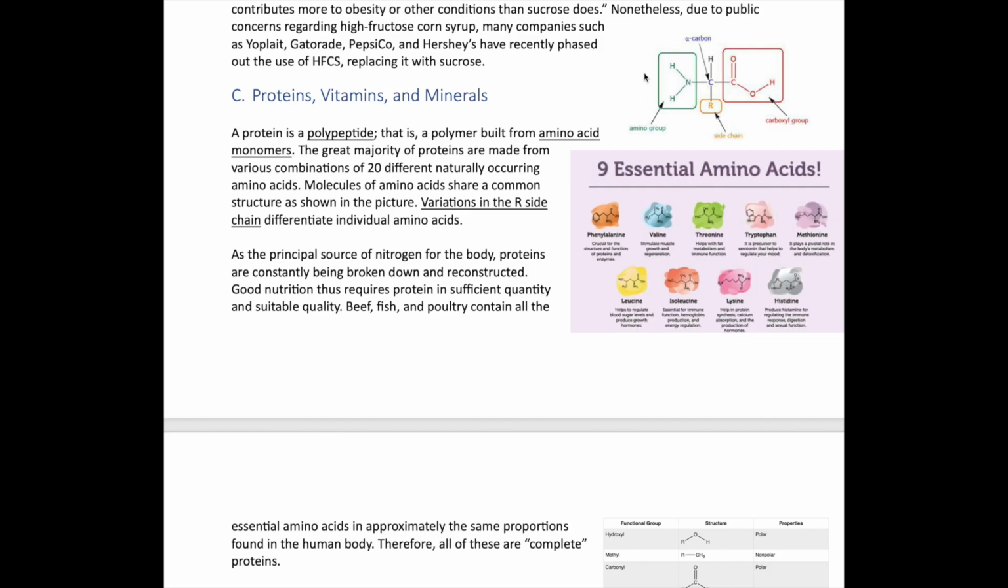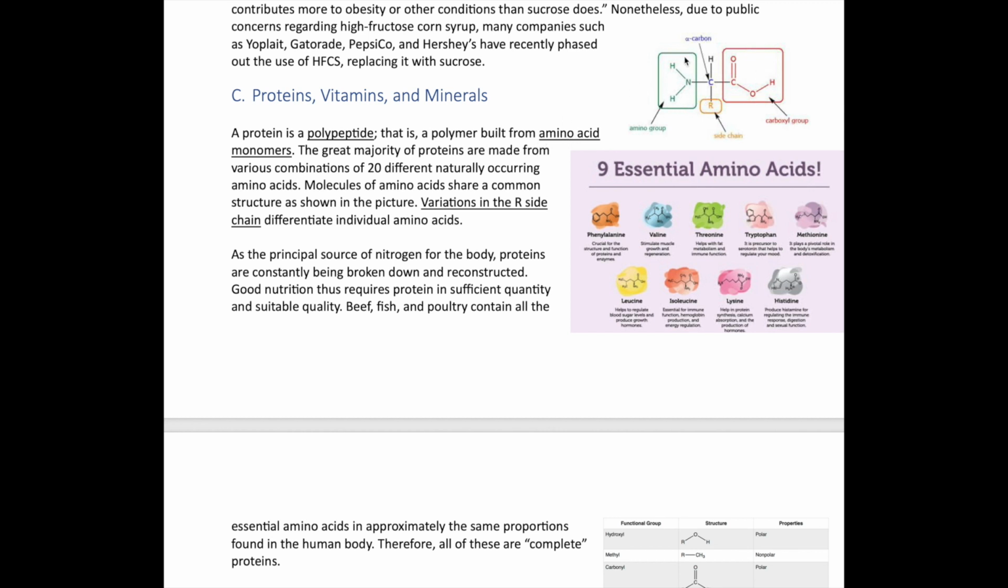We're going to talk about our last two nutrients. One is a macronutrient, the other one's a micronutrient combination, so proteins, vitamins, and minerals. So a protein is what we call a polypeptide. So these are polymers, just a poly there suggests that, built from amino acid monomers.